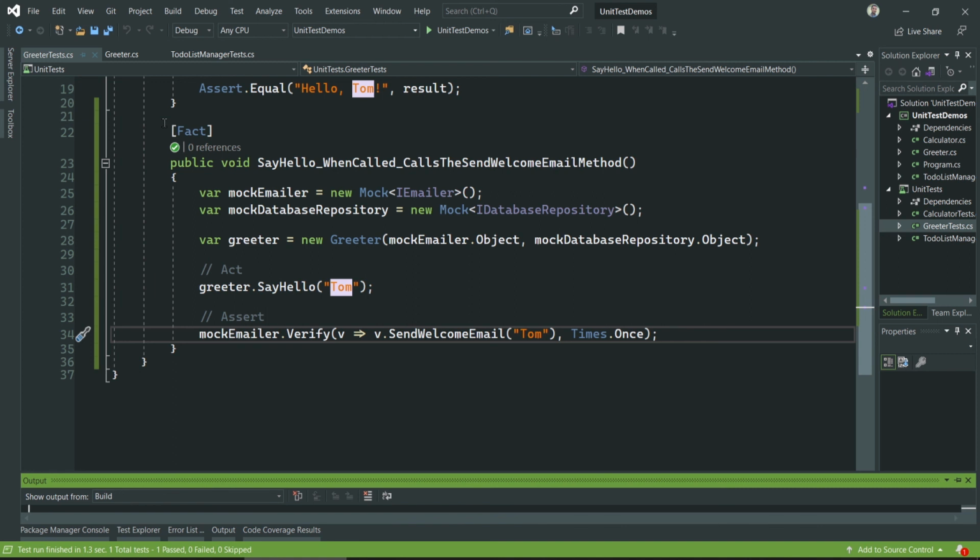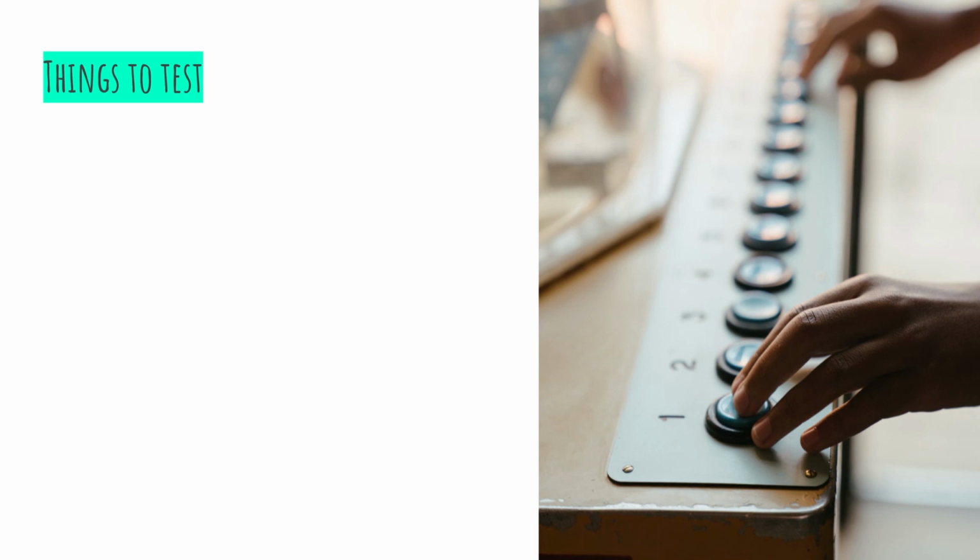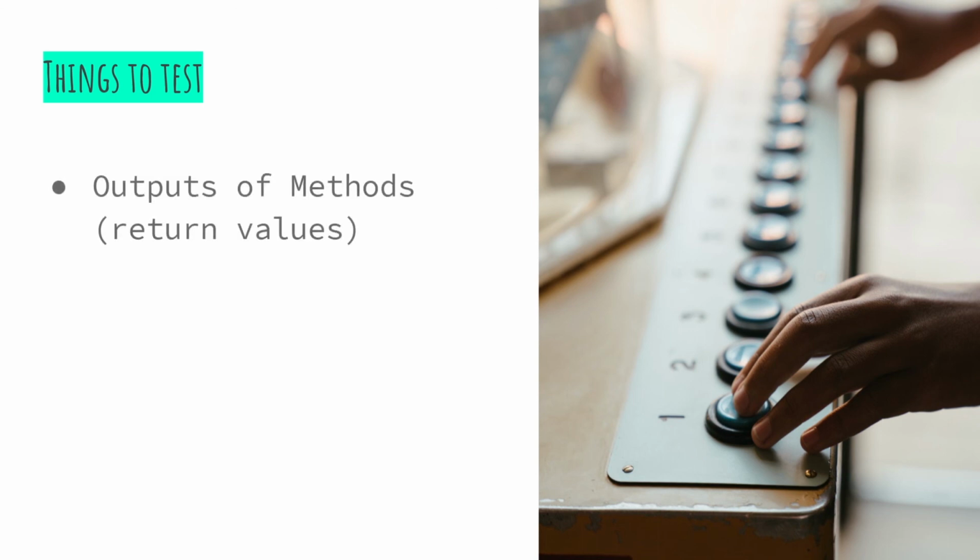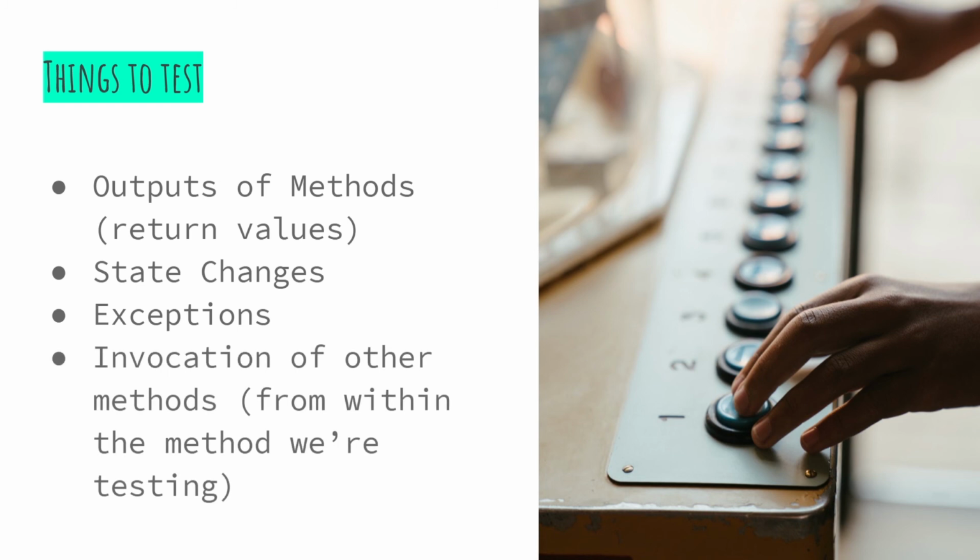So, as a recap, we've looked at the different types of things we want to test in our code. 1, we want to test outputs of methods or return values. 2, we want to test state changes in our objects. 3, we want to test the throwing of exceptions. And 4, we want to test the invocation of other methods from within the methods that we are testing.